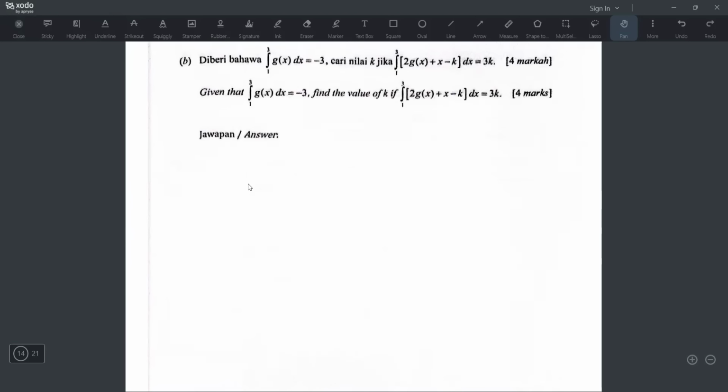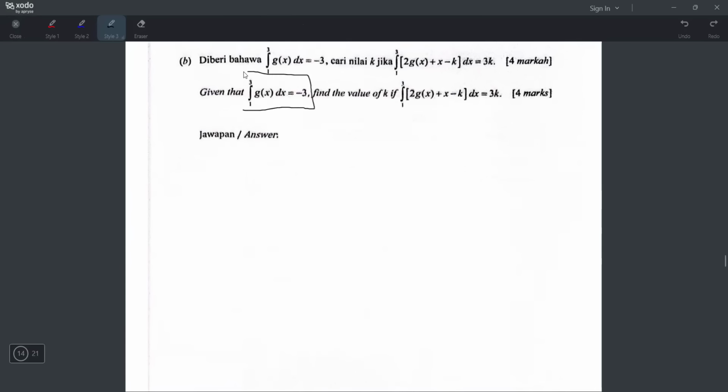Okay, B is also a similar question. You will also use the property of definite integrals. So this says integrate from 1 to 3 of g(x) dx is negative 3. This is the information. And then they say find the value of k if integrate from 1 to 3 of 2g(x) plus x minus k dx equals 3k.